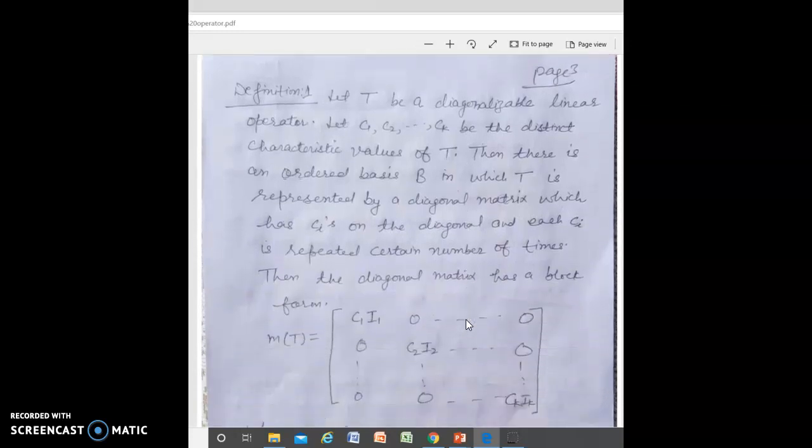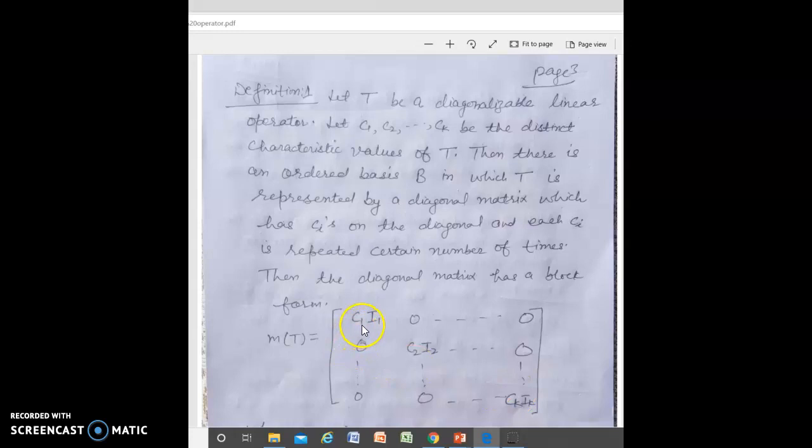Now look at this definition. Another definition here. Let T be a diagonalizable linear operator. Let C1, C2, ..., Ck be the distinct characteristic values of T. Then there is an ordered basis B in which T is represented by a diagonal matrix, which has Ci's on the diagonal, and each Ci is repeated a certain number of times. If each Ci is repeated a certain number of times, then the diagonal matrix has a block form MT equal to C1 I1, C2 I2, ..., Ck Ik. Here I1, I2, ..., Ik are the identity matrices.